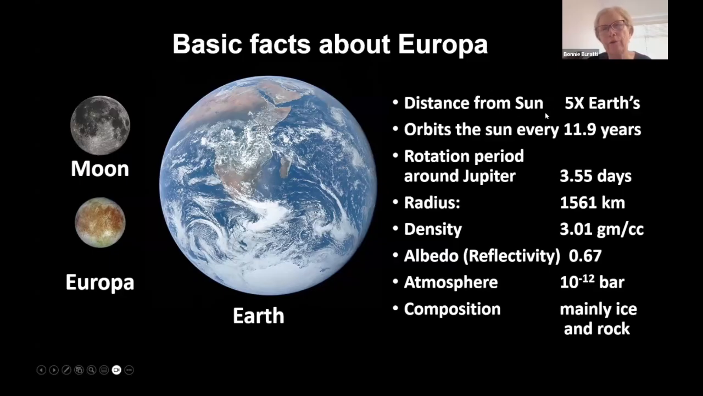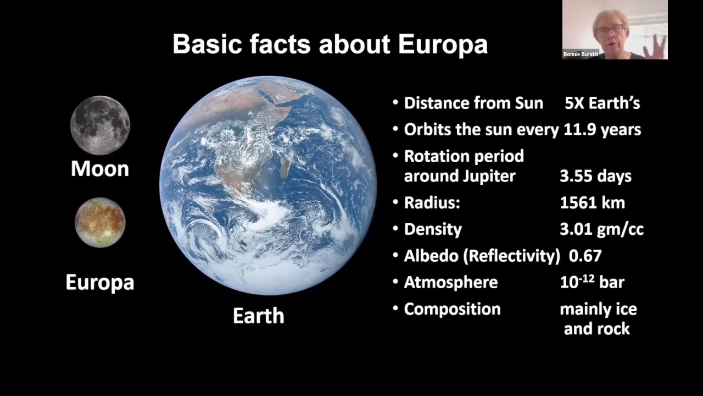It's 5 times the distance from the sun, so it only gets about 4% of the solar energy that we get. It orbits the sun about every 11 or 12 years. It orbits around Jupiter in 3.5 days. The density is about 3, which means there's some rock inside of it. Even though it's ice, there's some rock in there, and it has a very thin atmosphere. Okay, so that's Europa. But here's the most amazing thing about it.